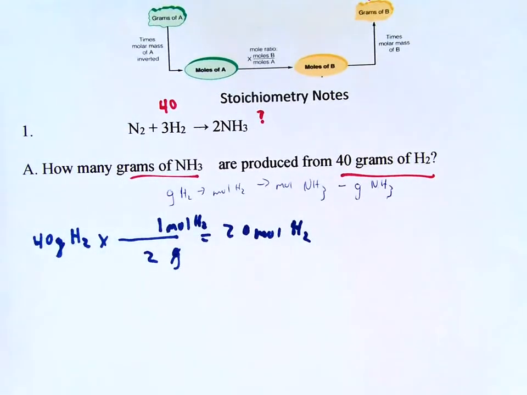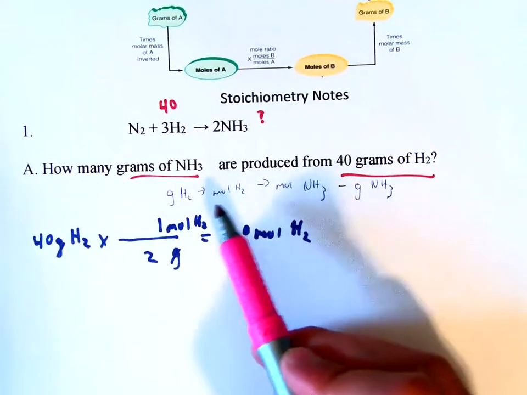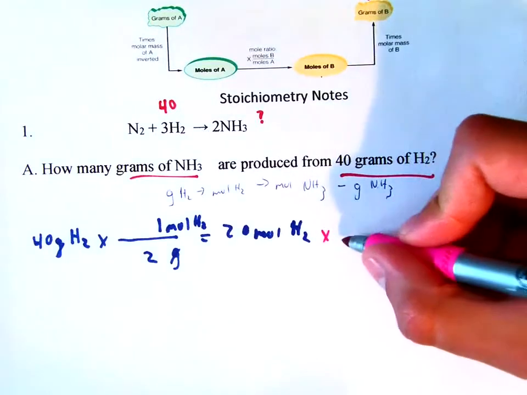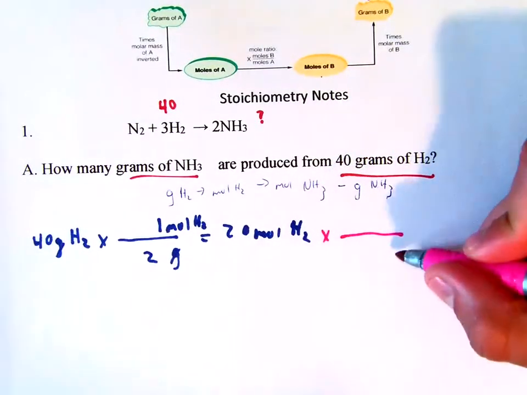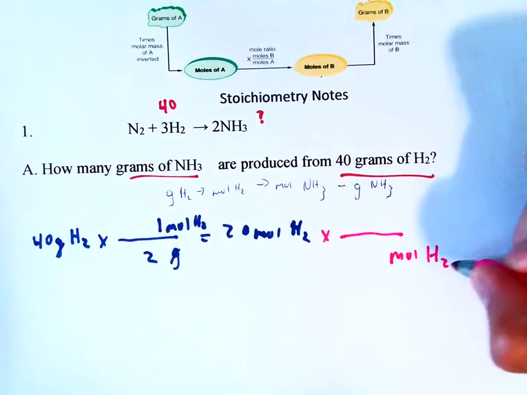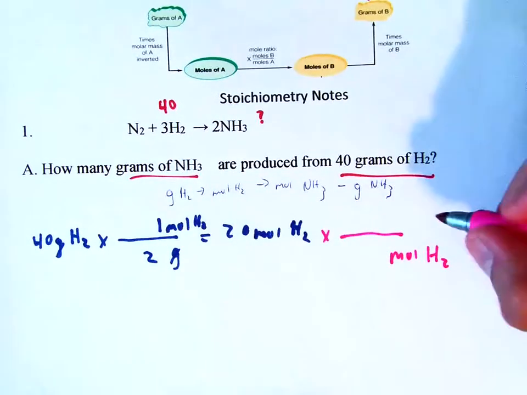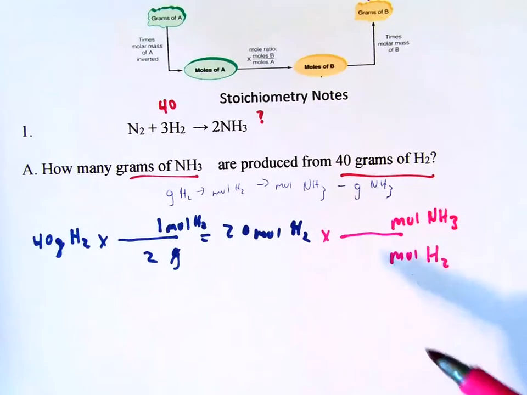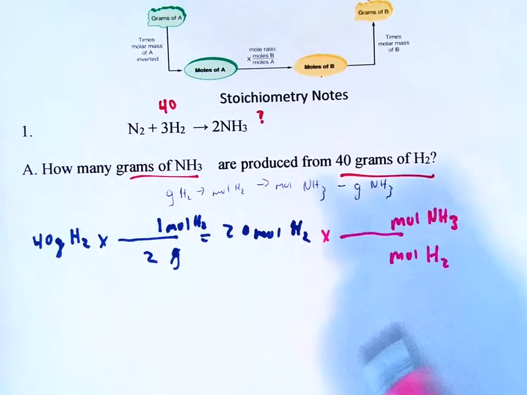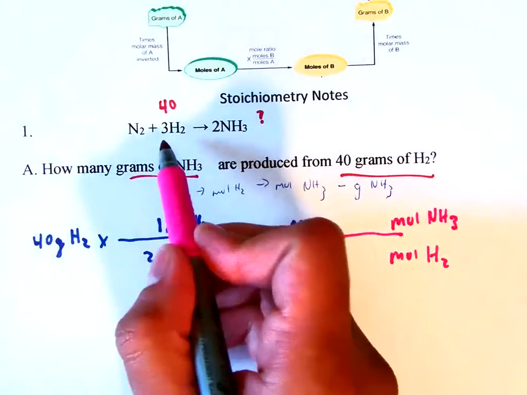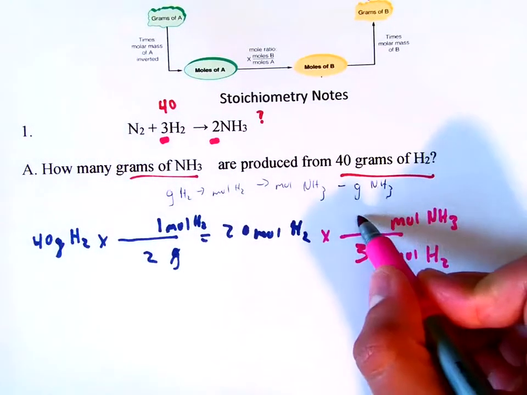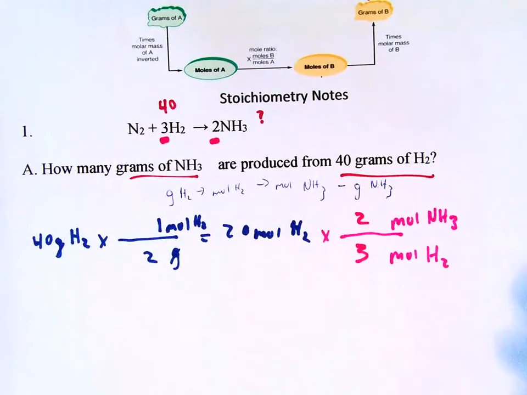Okay. Now let's go on to the next step. So now we're going from moles to moles. Remember, whenever we go from moles to moles, we have to use the equation, which we've done before, right? So we go times, and I want to get rid of moles of H2, so that goes on the bottom. I want moles of NH3, so I put that on top. Then I have to figure out where these numbers come from. Well, my equation tells me that for every 3 moles, I get 2 moles. Then I just do the math.